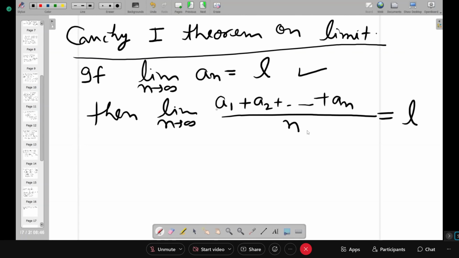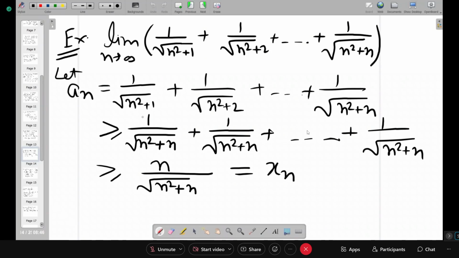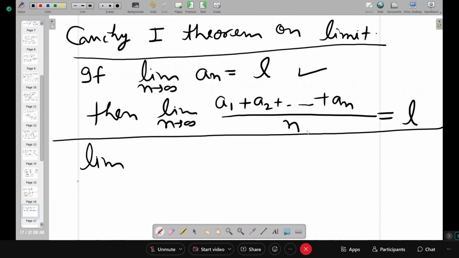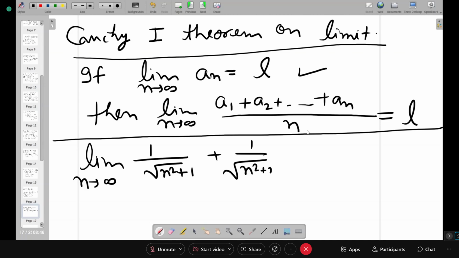Okay. Hello. Yes. So I want to say that if we apply this formula on the previous example, here you have to find the limit. By this formula, we find the limit of this sequence. So the limit as n tends to infinity: we can write the given sequence as 1 upon under root n square plus 1, 1 upon under root n square plus 2, up to 1 upon under root n square plus n.